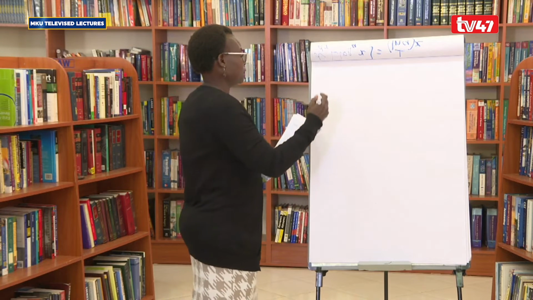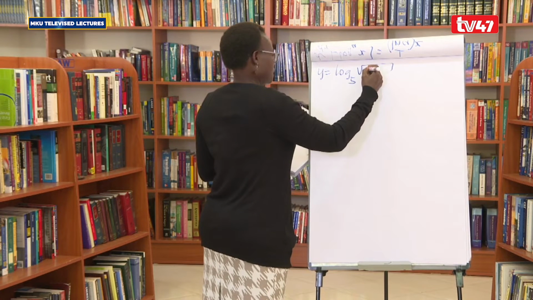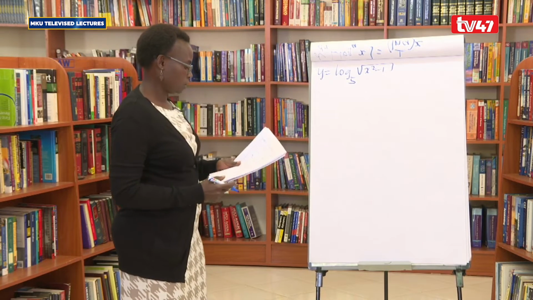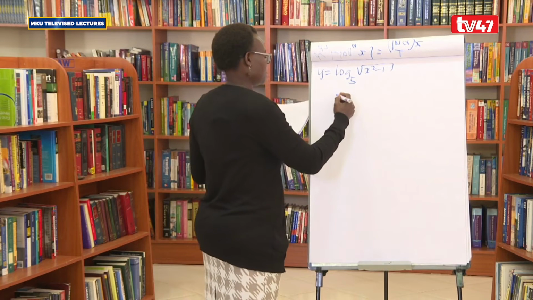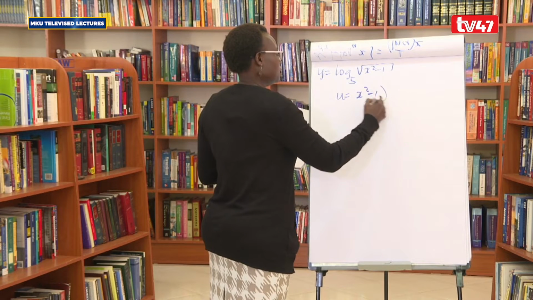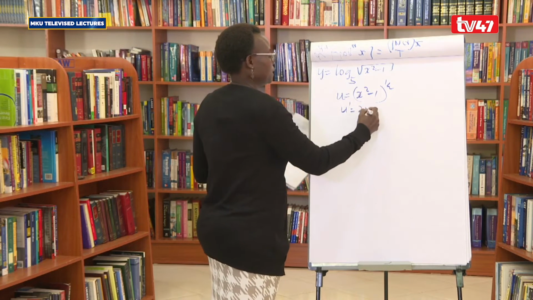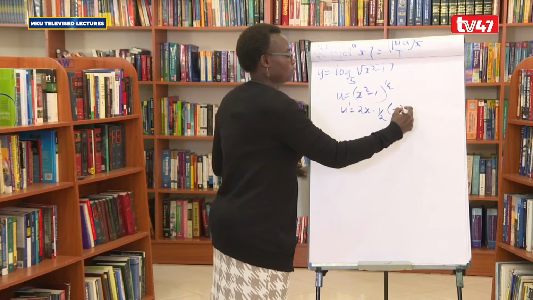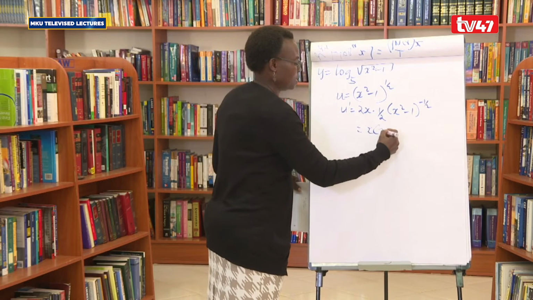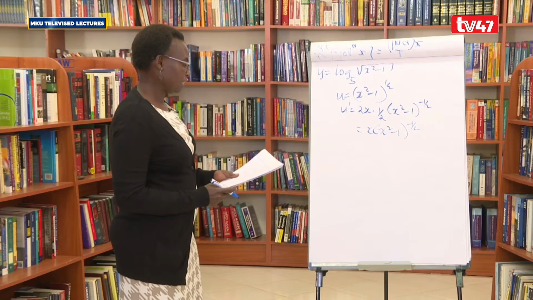The last example on this, we have y is log to base 5 of the root of x squared minus 1. So this is a function within a function. We have x squared minus 1 raised to power a half. So u bar will give us 2x times a half, x squared minus 1 raised to power negative a half. So this will give us x into x squared minus 1 raised to power negative a half.